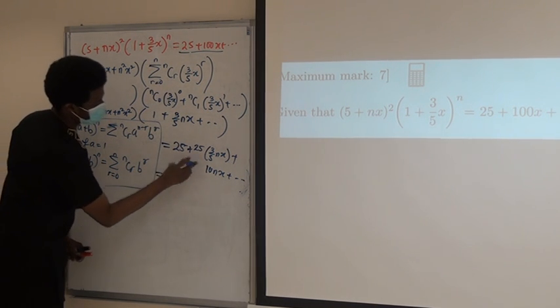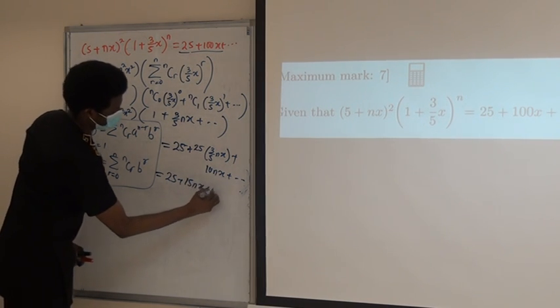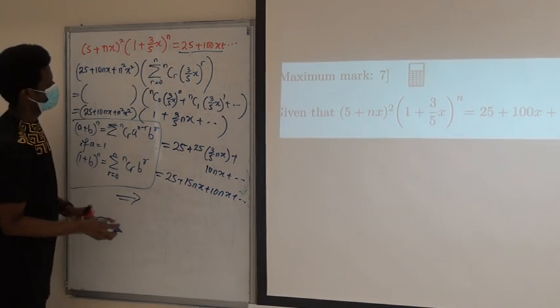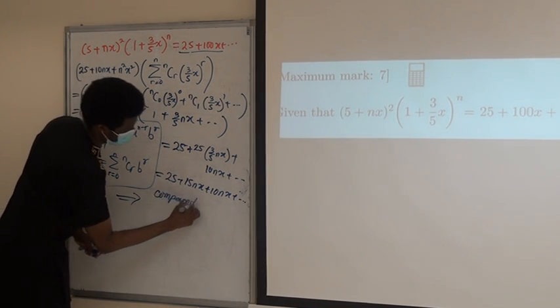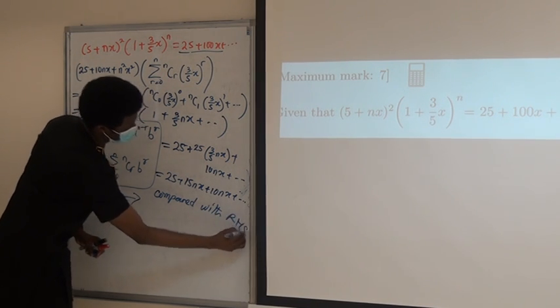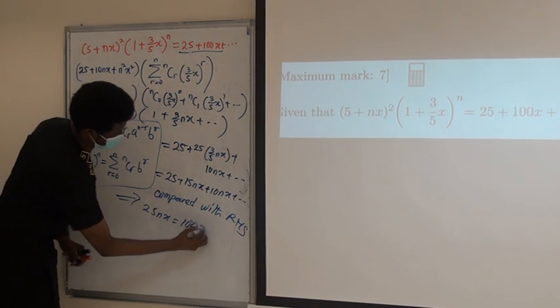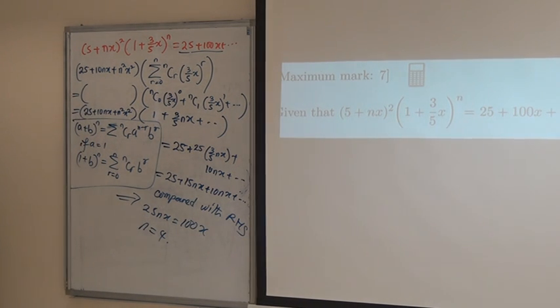So that is 25 plus, what is this? 15 nx, yes? Plus 10 nx. And we continue. So if you compare both sides, compare 15 and 10 first, with the right hand side, we have 25 nx to be equal to 100x. So n is equal to 4. Okay? So let's go for break. Oh no, actually you have a class. Then we come back for the class session. Okay.